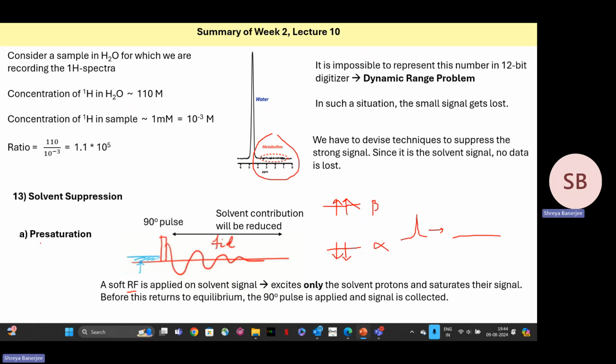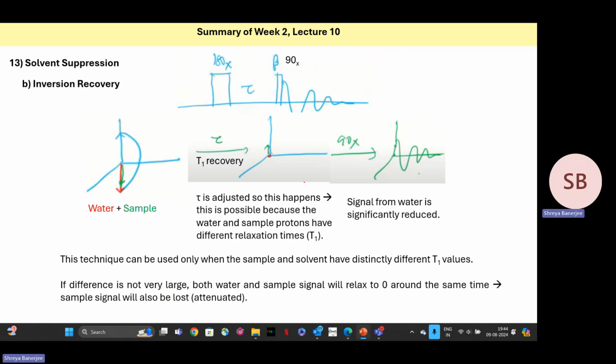So this kind of thing is called pre-saturation, where you are saturating the solvent signal and making it 0 so that the signal of the sample is enhanced. The other method for solvent suppression is called inversion recovery. In this case, again, you have your 90-degree pulse and your FID. But before this, you apply a 180-degree pulse and you give a time tau.